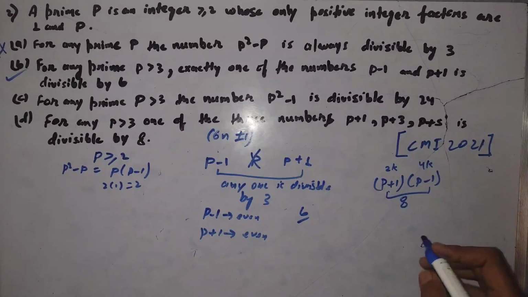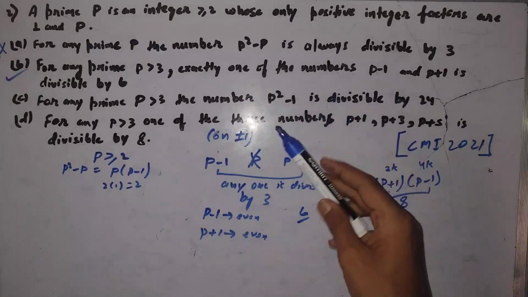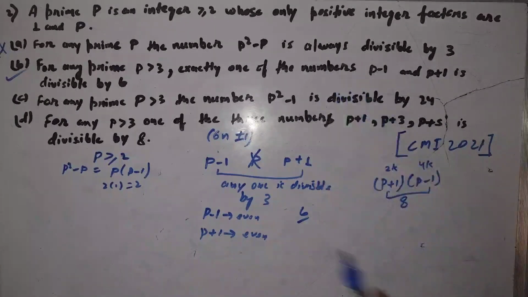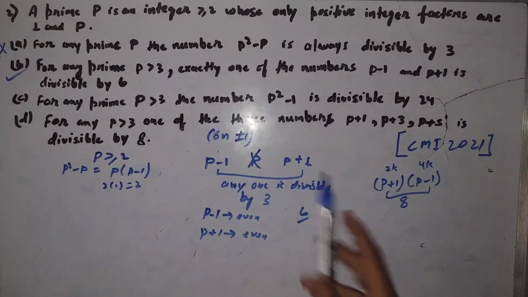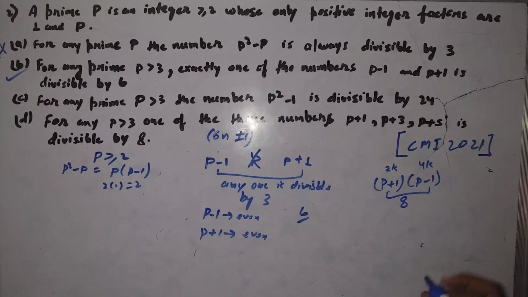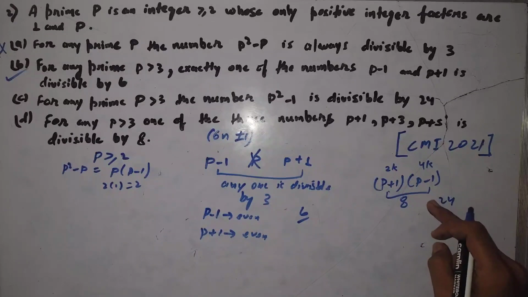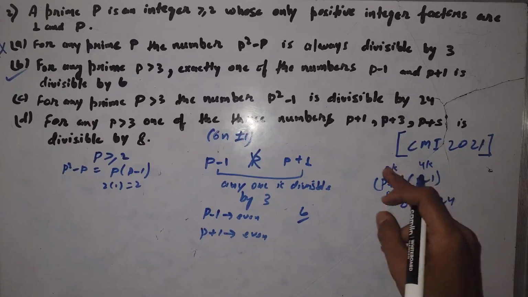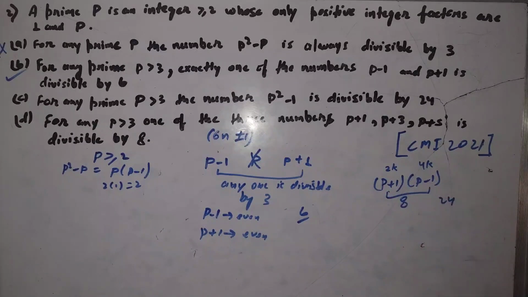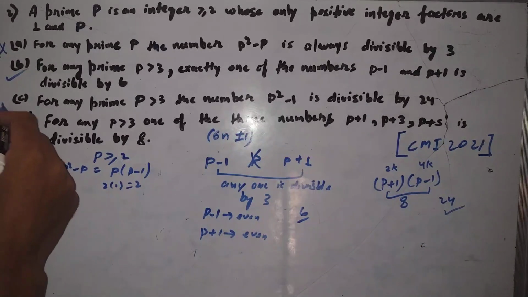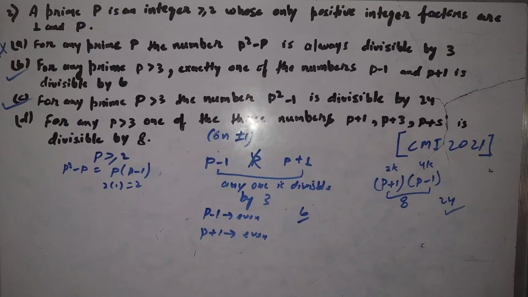And we also know that in the previous statement B, we proved that any one of these two is divided by 3. So any one of them is divided by 3 also, therefore it is divided by 24. Why so? Because it is divided by 8 because of these two, and any one of them is divided by 3, so it is divided by 24. So statement C is also true. Now let's talk about statement D.